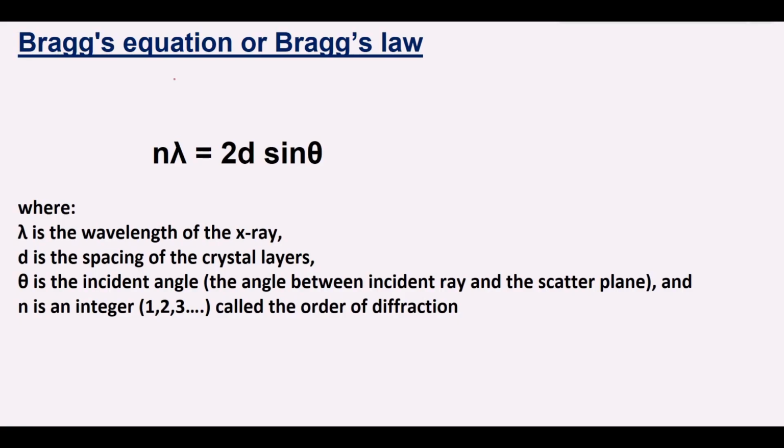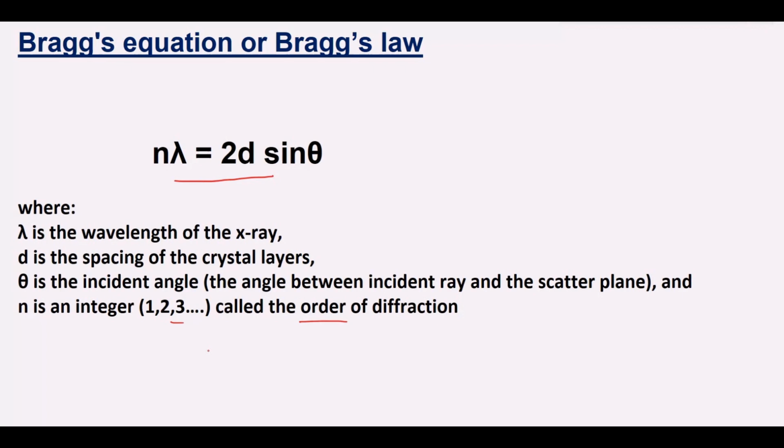The Bragg's equation or Bragg's law is given by n lambda equals 2d sin theta, where lambda is the wavelength of the X-rays, d is the spacing of the crystal layers, theta is the incident angle, that is the angle between the incident ray and the scattering plane, and n is an integer where the value of n equals 1, 2, 3, etc., which is called the order of diffraction. If n equals 1, it is called a first order diffraction. If n equals 2, it is a second order diffraction, and so on.